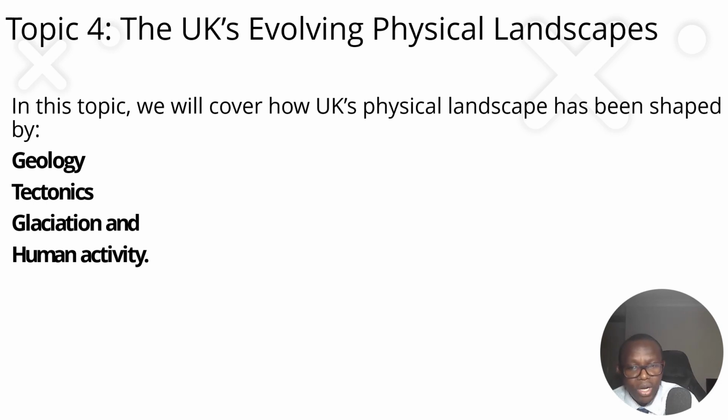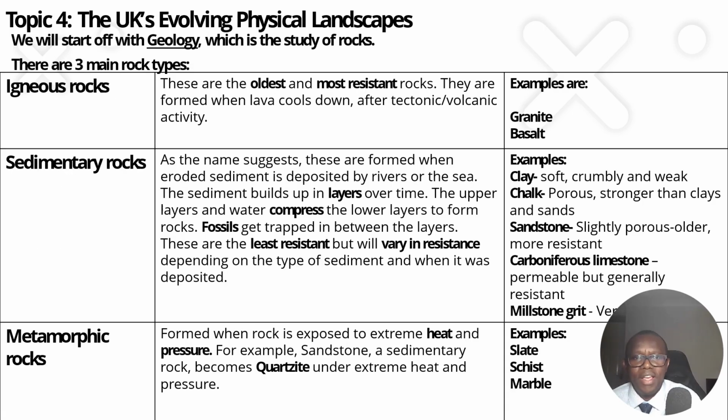Now, the physical landscapes in the UK have been shaped mainly by geology, tectonics, glaciation, and human activity. So moving on to rock types, it will be important for us to identify the three main rock types that will be discussed in this particular topic. As you may have studied these at Key Stage 3, we know that the three main rock types are igneous, sedimentary, and metamorphic rocks.